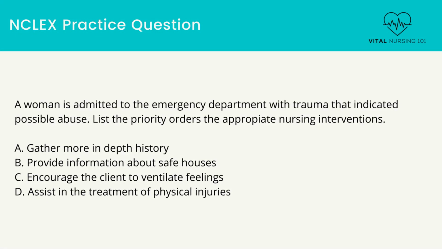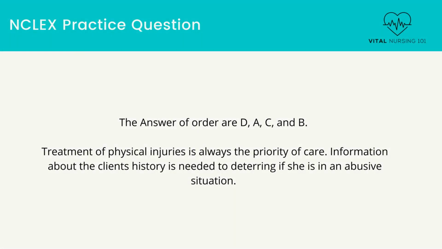A woman is admitted to the emergency department with trauma that indicated possible abuse. List the priorities in order of the appropriate nursing interventions. A, gather more in-depth history. B, provide information about safe houses. C, encourage the client to ventilate feelings. D, assist with treatment of physical injuries. The answer, in order, is D, A, C, then B. Treatment of physical injuries is always the priority of care. Further information about the client's history is needed to determine if she is in an abusive situation.